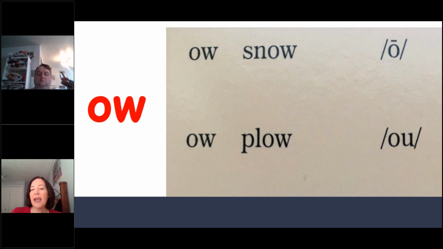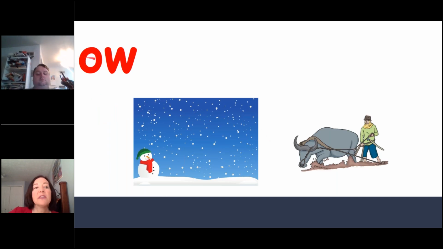OW also says ow, and when we hear ow at the end of a word, it typically is spelled OW, but that's a generalization and doesn't always hold true. But OW also has a second sound that is very, very common, which is O. Both sounds, OW saying O and OW saying ow, are probably equally common, so you really might have to try it both ways. Our sound card says OW snow, O, OW plow, ow. Our brain should be thinking OW snow, O, OW plow, ow.